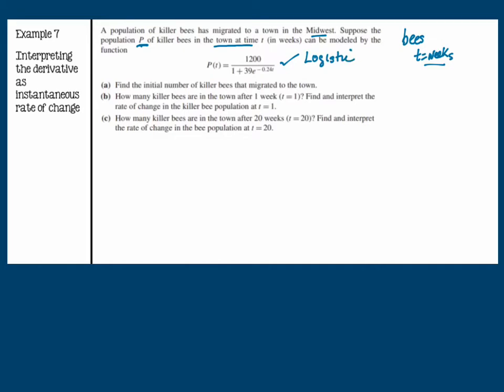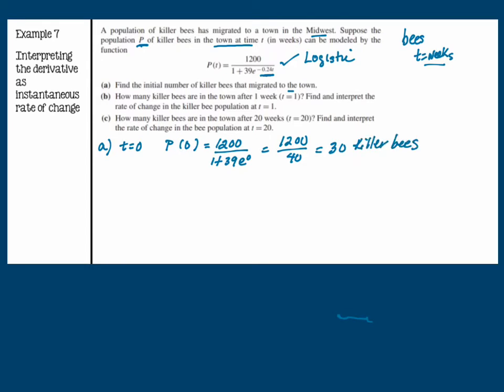Find the initial number of killer bees that migrated to the town. Initial would mean that t equals 0. So P of 0 is 1,200 over 1 plus 39 e to the 0, which equals 1,200 over 1 plus 39 times 1, or 40. So that's equal to 30. 30 what? The initial number of killer bees, so 30 killer bees. At the end, always go get your units.